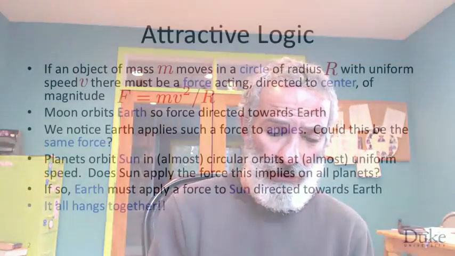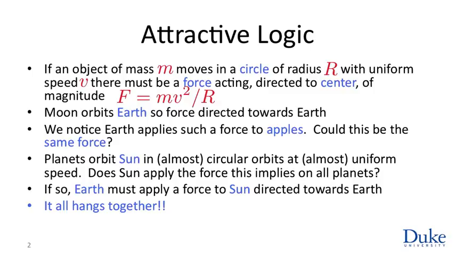Extrapolating that, let's look at another system. We know Kepler found that the planets orbit the sun in, well, almost perfectly circular orbits at almost uniform speed. Again, that means that acting on each planet is a force directed towards the center of the orbit, in other words, the sun, and we can compute that force. So it makes sense to guess that the sun will be applying this force, and the sun therefore applies a force on all the planets.